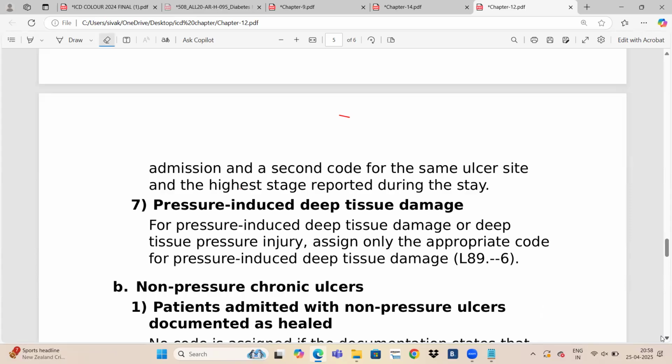Can you repeat the question, sir? Yeah, one minute. What I'm saying is the patient was admitted with a stage 2 pressure ulcer in the hospital. During the stay, in the discharge summary, they documented stage 2 was healed. What do we need to code: stage 2 at the time of admission, or the healed ulcer in the discharge summary? Healed is not coded. We have to code the inpatient status at the time of admission.